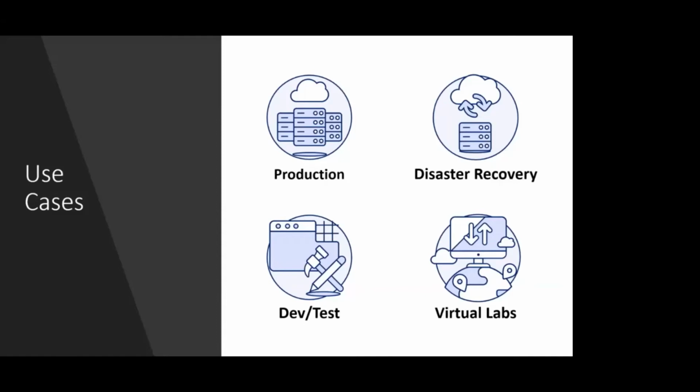So for production, a large food processing company, think hams, bacon, hot dogs, etc. Their manufacturing control system runs on AIX.